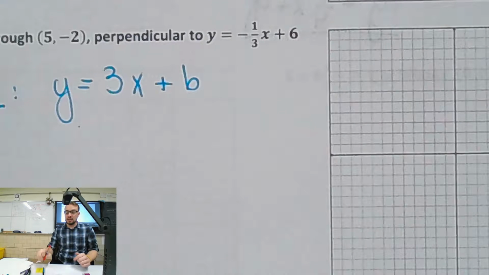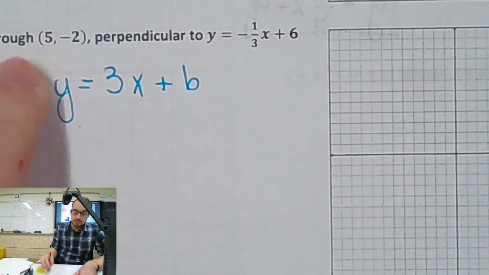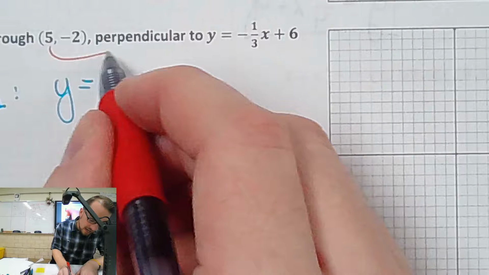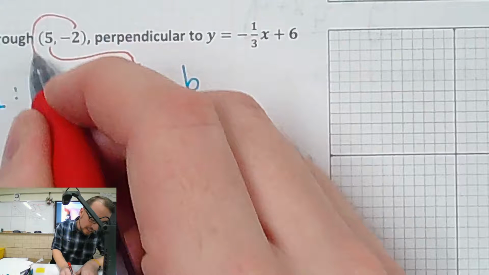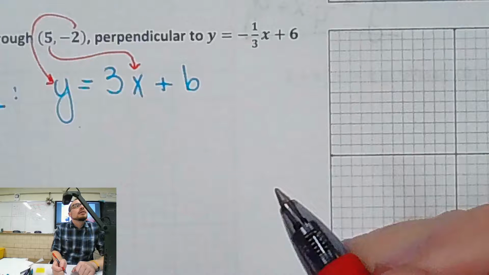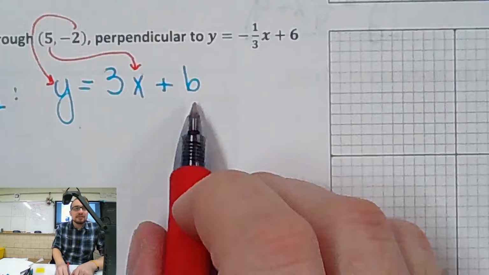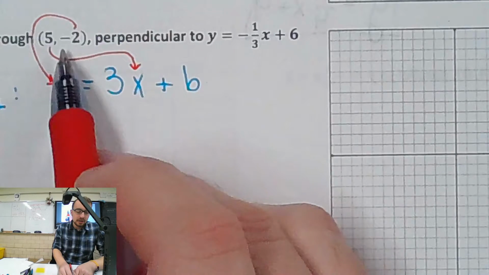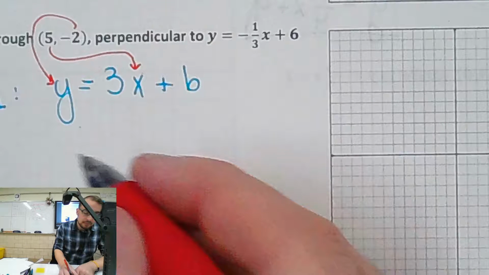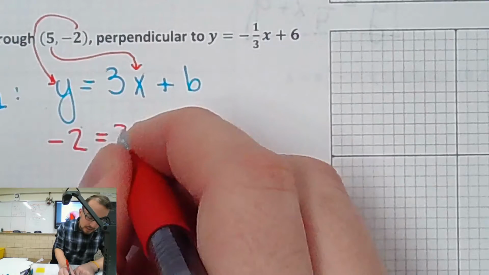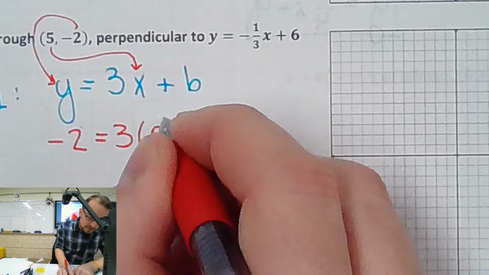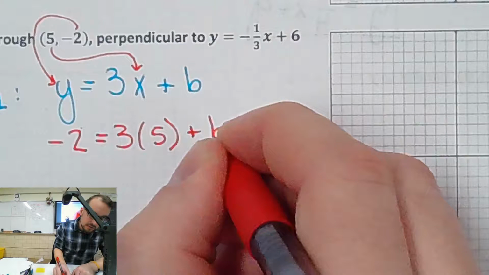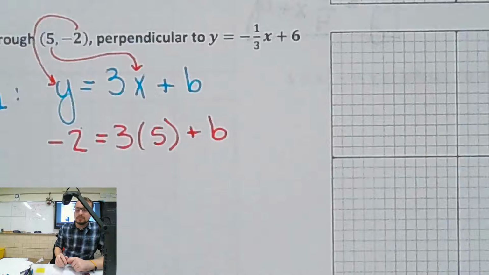It depends on what point they want us to send it through, right? They want us to send it through 5, -2, which means that when we plug in 5, we should expect -2 for y. So the question is, what does b have to be so that when we plug in 5, we get -2 for y? When we plug in 5 for x, what does b have to be to make y -2?